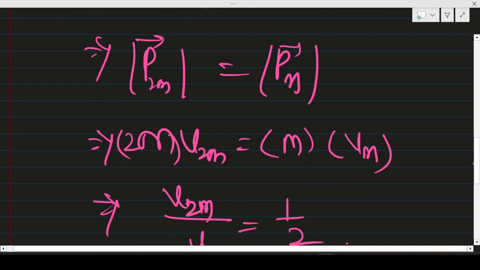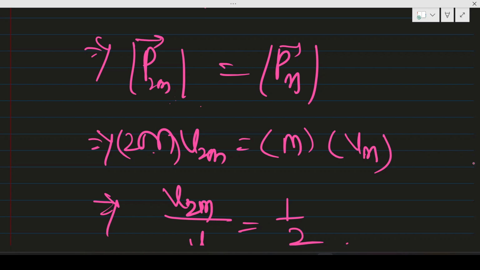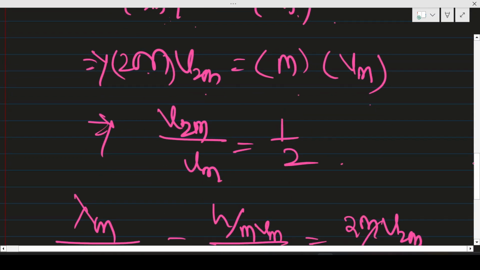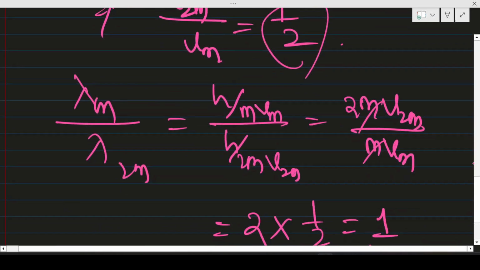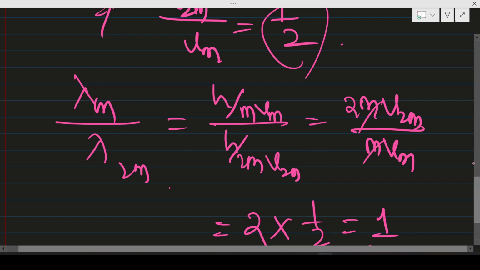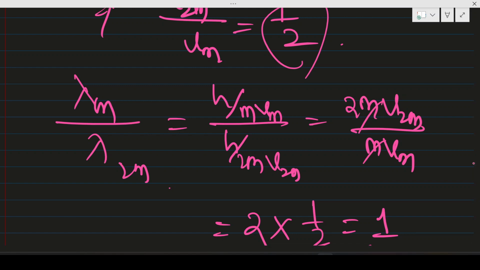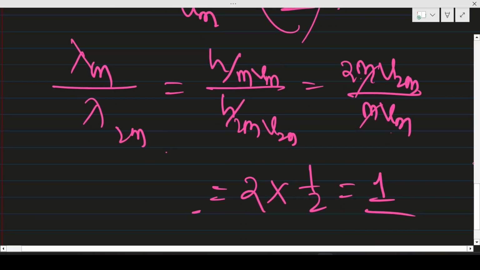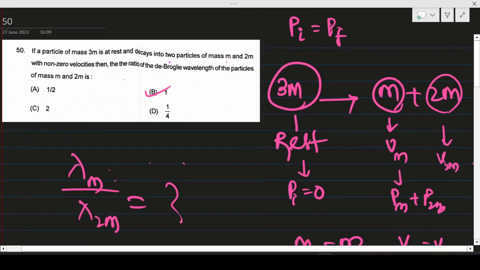Next, momentum is mass into velocity. Here mass is 2m, velocity is v2m. Here mass is m, velocity is vm. So v2m divided by vm, we got 1 by 2. Now lambda m by lambda 2m is equal to h by m vm divided by h by 2m v2m. So it will be 2m v2m divided by m vm. So 2 into v2m by vm, which is nothing but half. So 2 into half equal to 1. So the answer will be 1.